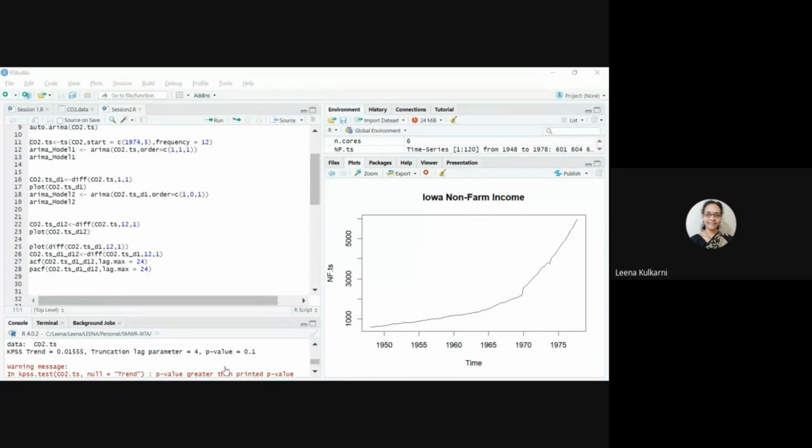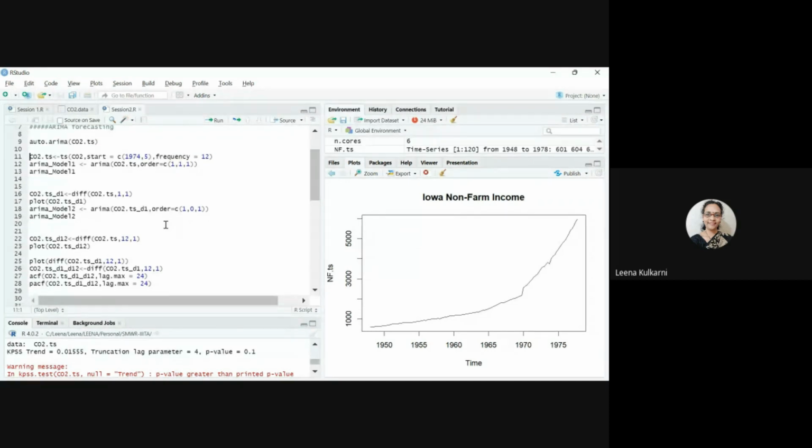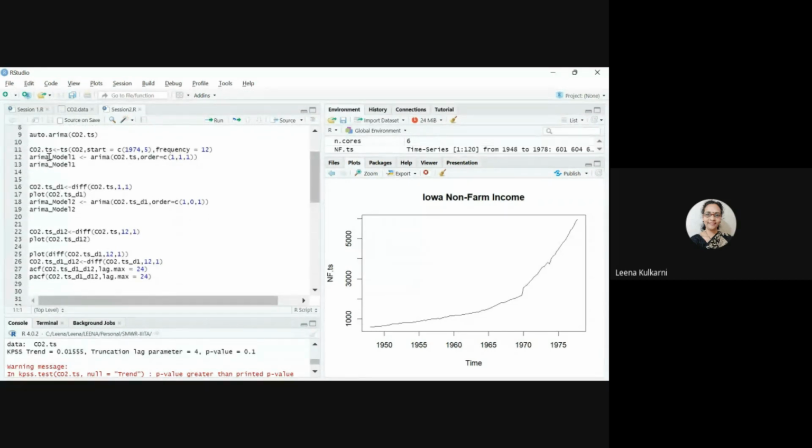So let us have a look at the same data set, the CO2 concentration data that we used in the previous session also. The data is already saved in co2.ts. Now the command used here is the arima command, which requires the specification of the order. Now we understand this notation: c is used to denote the vector 1, 1, 1, which is P, D and Q.